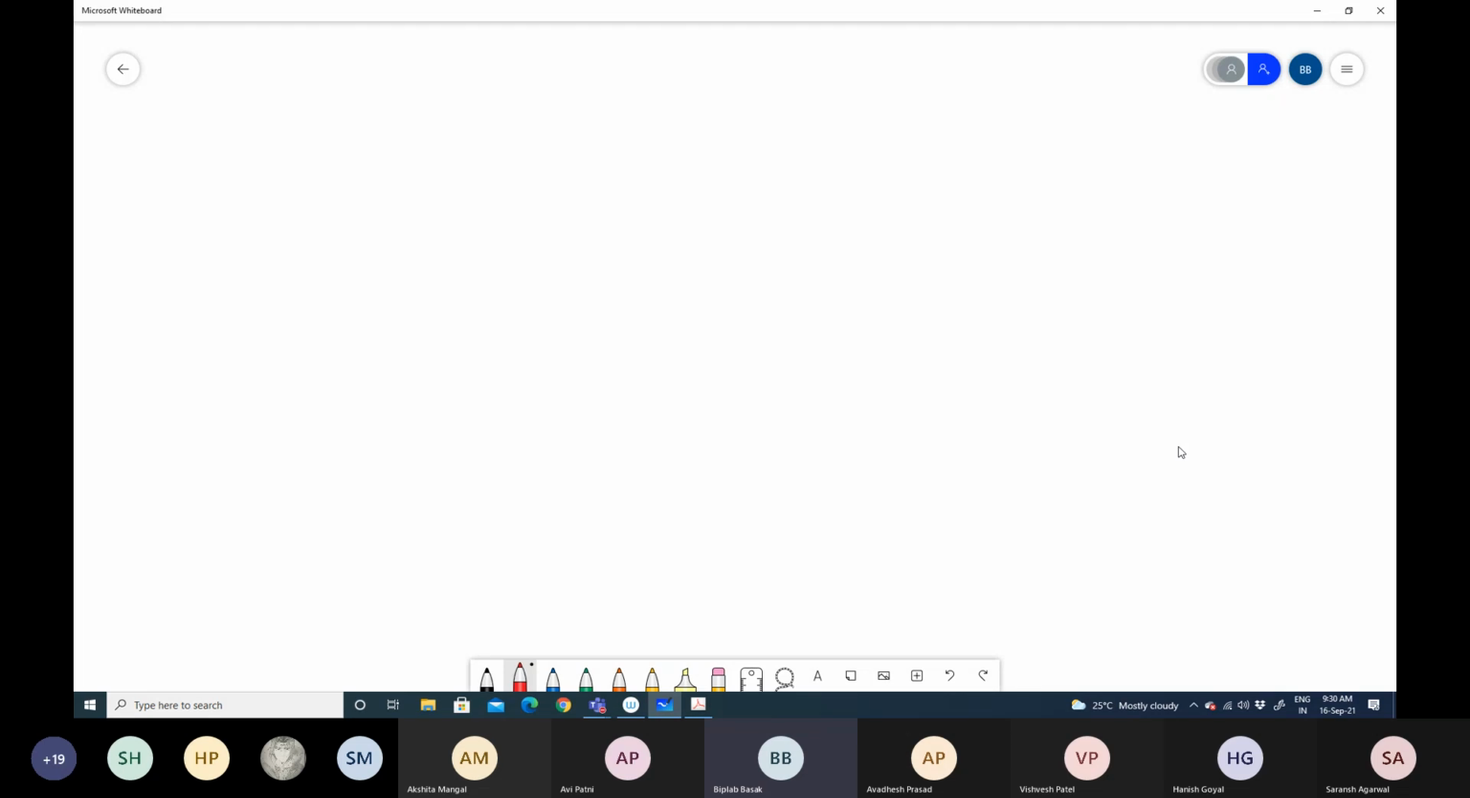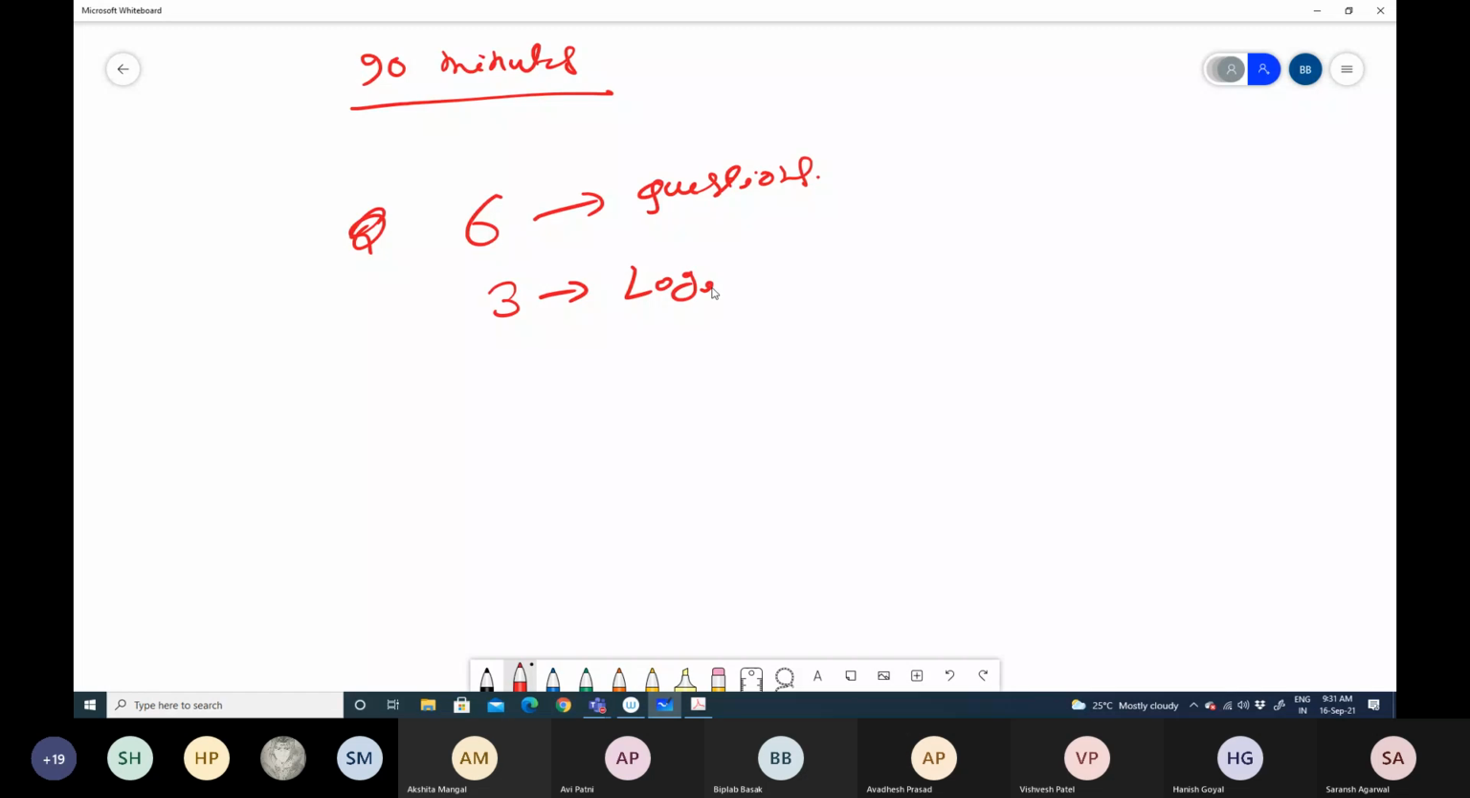So what is my plan? The exam will be around 1.5 hours, around 90 minutes. I am planning to give 6 questions: 3 from logic, 1 from relation. That relation topic doesn't mean I'm asking whether it is a relation or whether it is an equivalence relation. That's the relation chapter, the first two lectures.